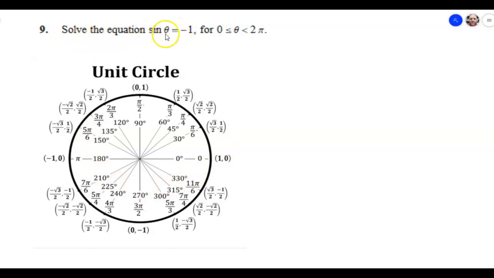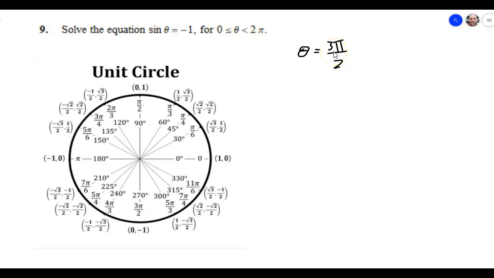So remember that the sine relates to the y-coordinate, so I'm looking for all the places that I have a y-coordinate equal to negative 1. And you can see here that the only place is going to be 3 pi over 2. And that here is our answer. So we're going to say that theta is equal to, horrible theta, sorry about that, 3 pi over 2. Notice that they gave us our restrictions in radians, so we're going to put the answer in radians.